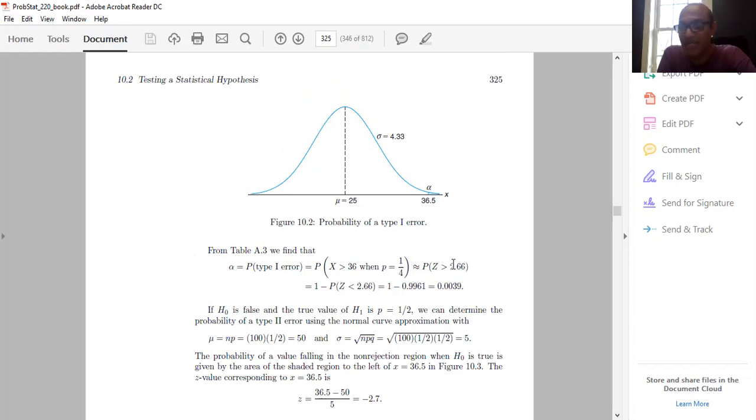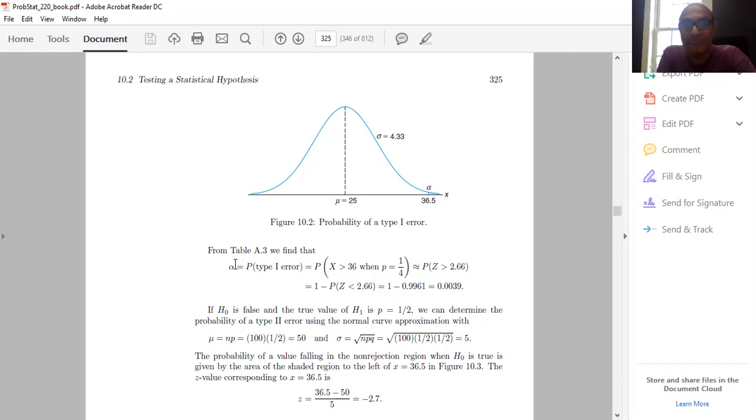If you use table A3, z equal to 2.66, you are going to get... This is greater than, so you can write 1 minus probability of z less than 2.66, just like your previous chapters. So it is 1 minus 0.9961, and you are going to get 0.0039. See, the probability is extremely low. Because this probability is extremely low, no one is going to accept this event. So that is error alpha.